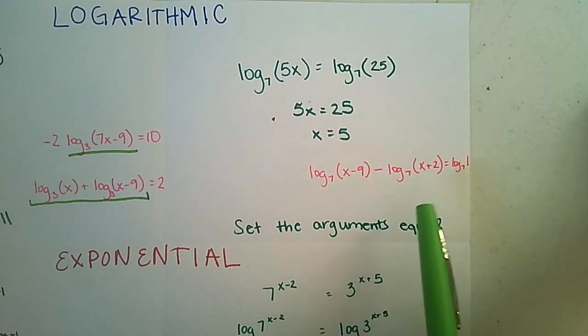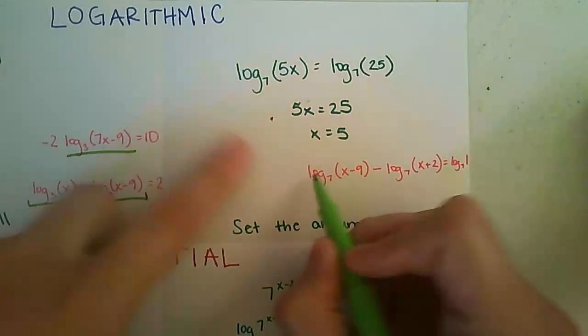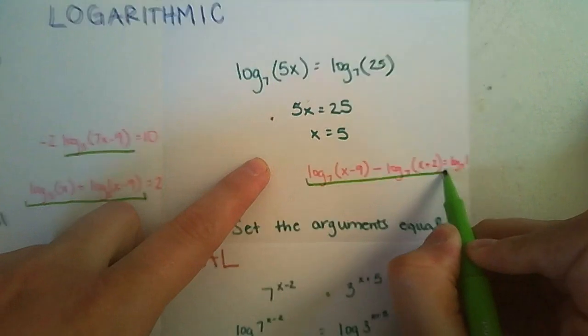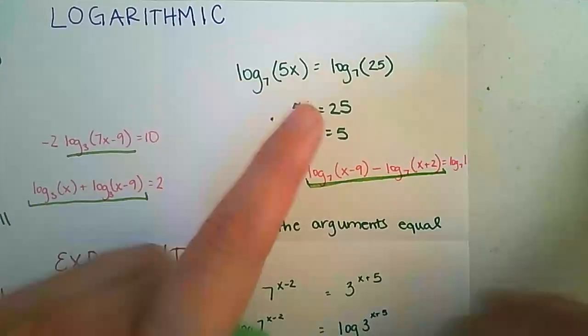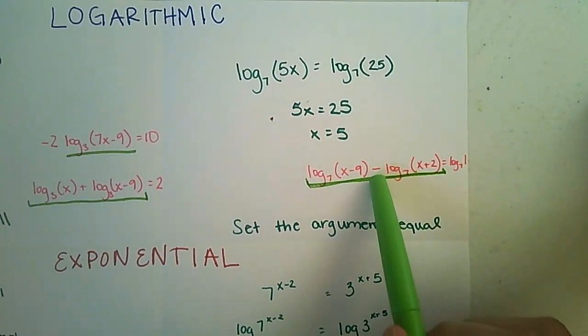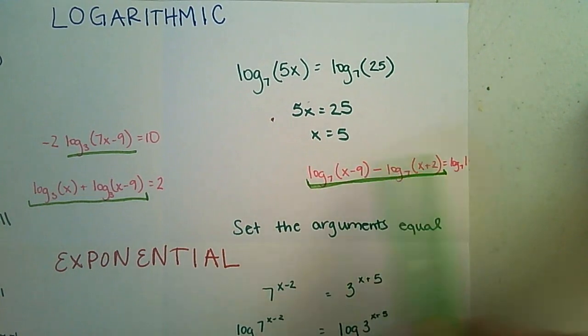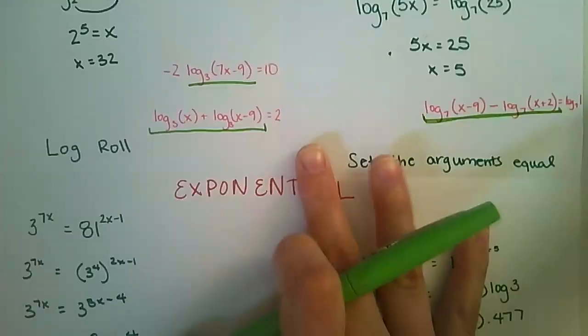But remember, before we could set our arguments equal to each other, we needed to condense this into one expression. So remember, subtraction really means division. So we could rewrite this by dividing our logs. Okay? And then once we did that, once we combine it into one log, we can set our arguments equal to each other. All right.